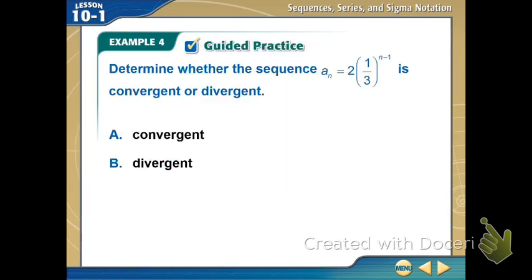All right, you try. Determine whether the sequence is convergent or divergent. Take a minute now to pause the video, find the first 8 terms, see if you can identify a limit, and then decide if it's convergent or divergent.